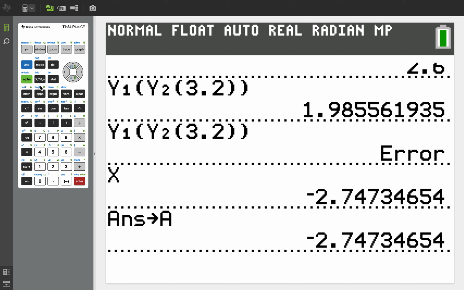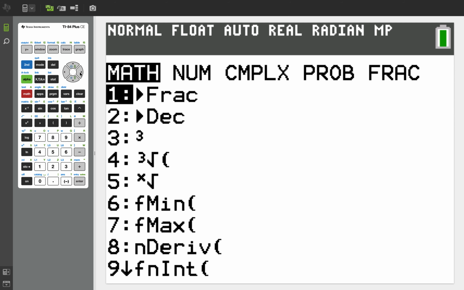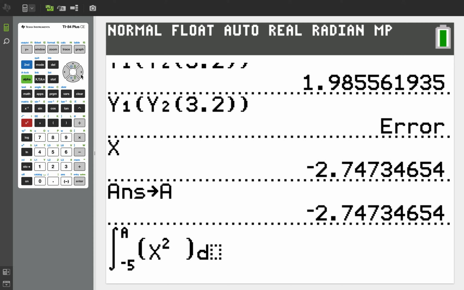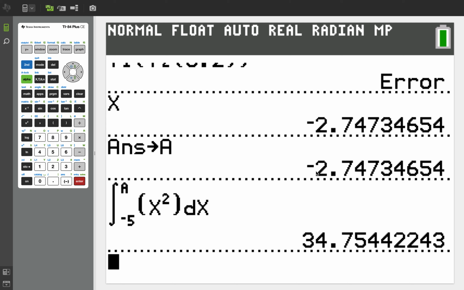So for example, if I wanted to, let's do math, let's do the integral. Let's say I wanted to integrate from -5 to this long value, and without having to type it in, I can just go alpha A. I can type an A in there. Okay, and now I'm just going to make this up. We'll do x squared, and then dx. And if you can't remember what an integral is, we'll go over it. But this is how you can store a value instead of retyping it, because that can open you up to some errors. Okay, so that's storing a value.